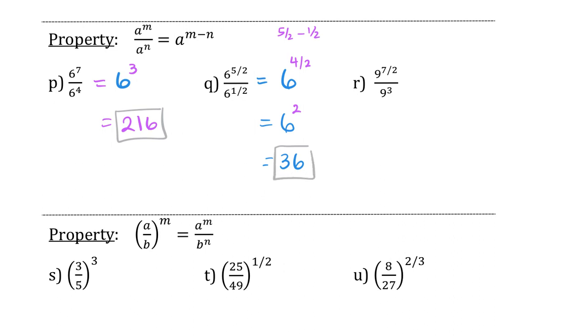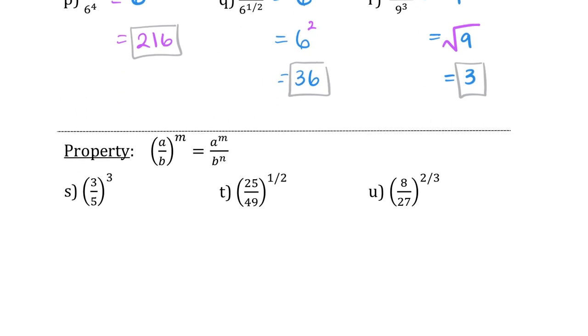And let's try another one like this. These both have a base of 9. Okay, I want to do 7 halves minus 3. Ooh, they do not have a common denominator. We got to make them common. So I want to make this over 2. So I need to times by 2 over 2. So I get, what is that? 7 over 2 minus 6 over 2, which is 1 over 2. So I have 9 to the 1/2. What is 9 to the 1/2? Well, that's the square root of 9, which means my answer is 3.